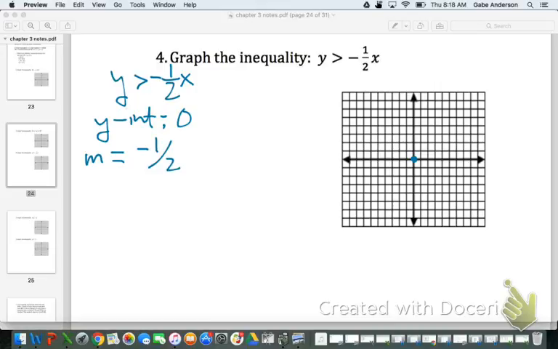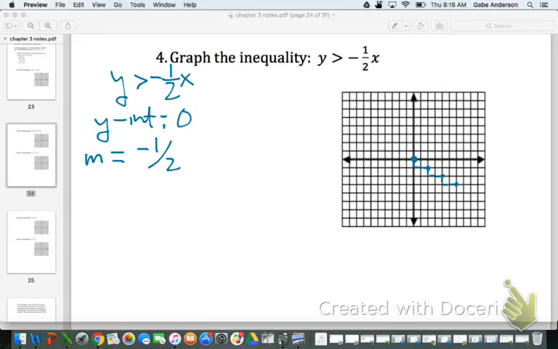So that means from our y-intercept we go down 1, right 2. So I'm going to try to do that here. Down 1, right 2. I'll put a couple of points in here. Down 1, right 2. You can kind of see my stair steps and my points, right? I'm going to connect those, but am I going to connect those points with a dotted line or a solid line? Dotted, right? Because there's no or equal to.